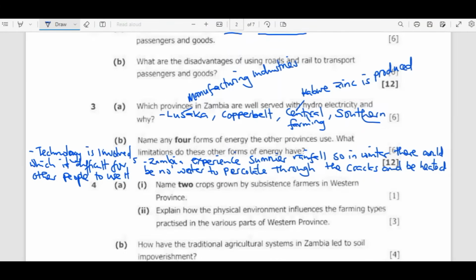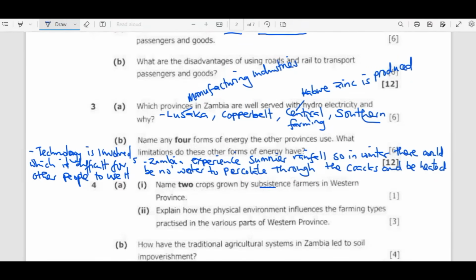Okay, we can move to the next question, which is question 4. So, name 2 crops grown by subsistence farmers in Western Province. So when we say subsistence farming, or subsistence, meaning that growing of crops or keeping of animals or birds for domestic consumption, that is what we mean when we say subsistence farming.